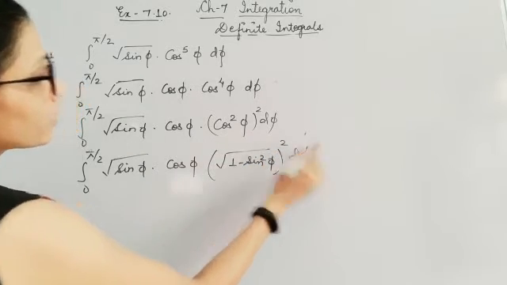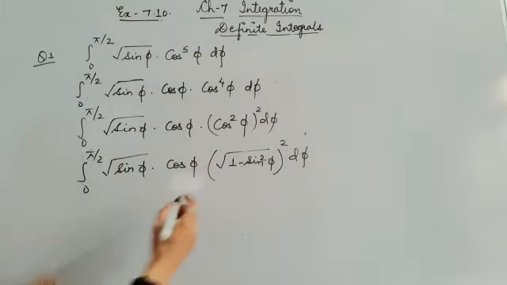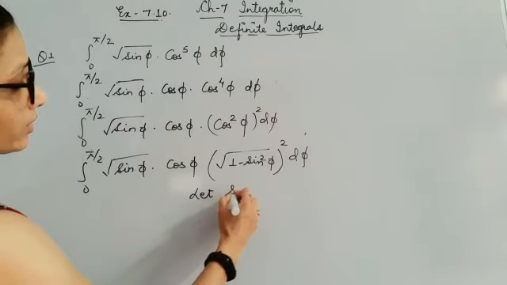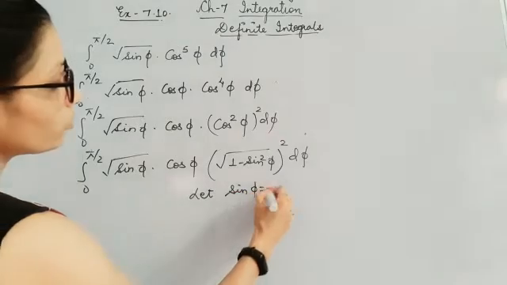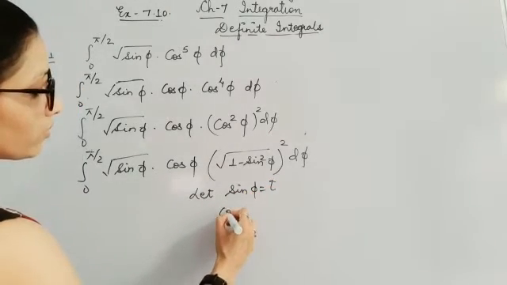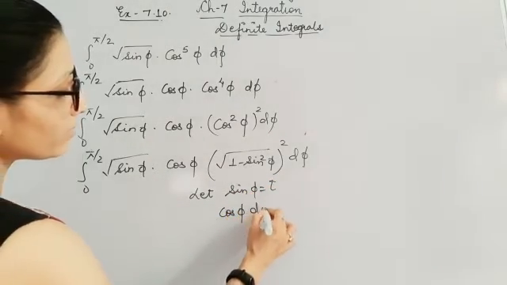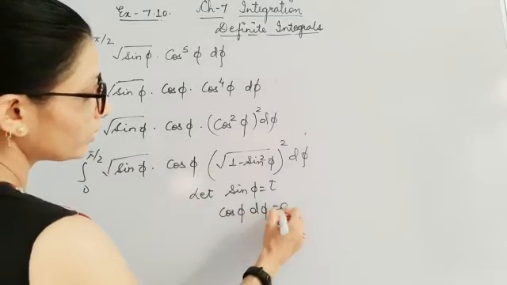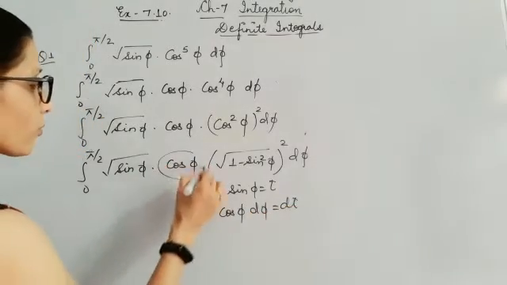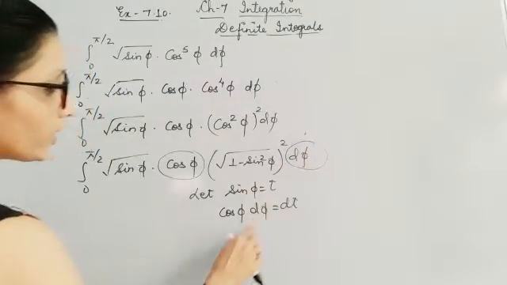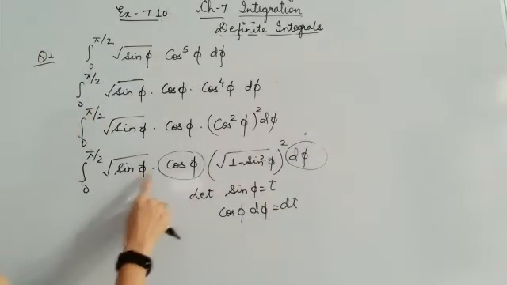Alright. Now what I can write here, I can simply take let sine phi equal to t. Therefore the derivative of this will be cos phi d phi equal to dt. So in place of cos phi d phi I can write dt, and in place of sine phi I can write t.